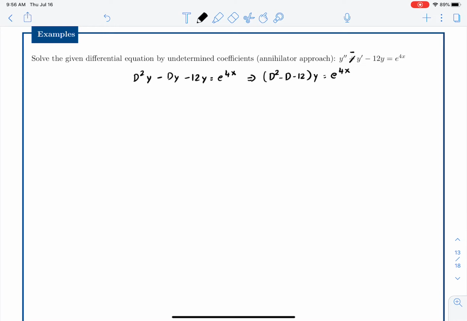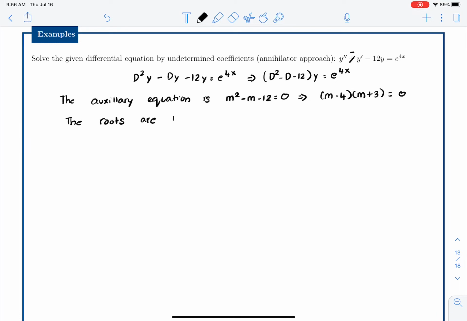And now the auxiliary equation is m squared minus m minus 12 equals 0. And I can easily factor this as m minus 4 times m plus 3 equals 0. So the roots are m1 equals 4 and m2 equals 3.